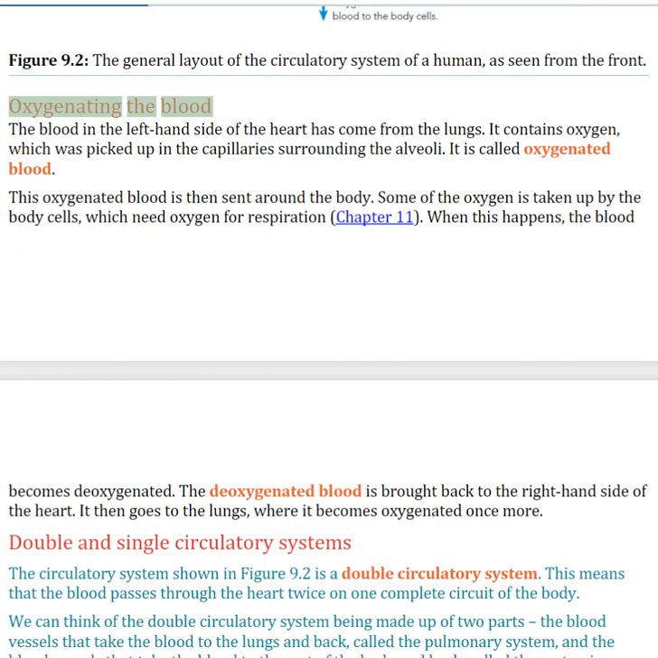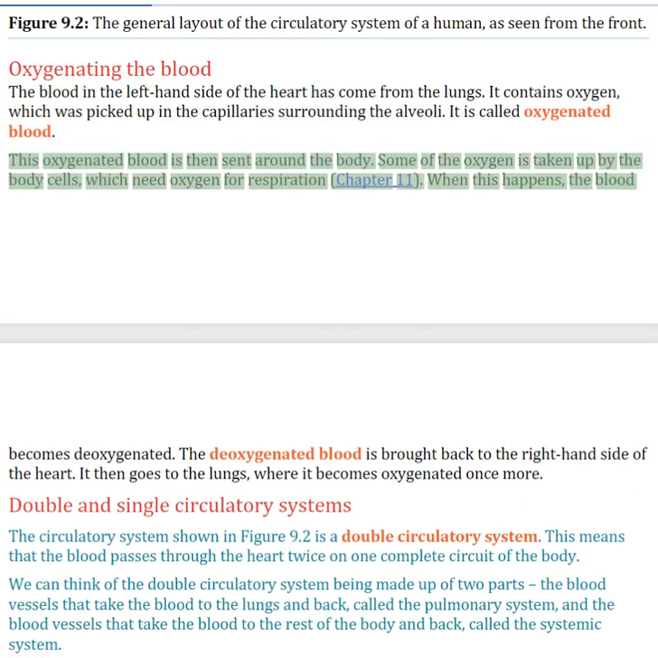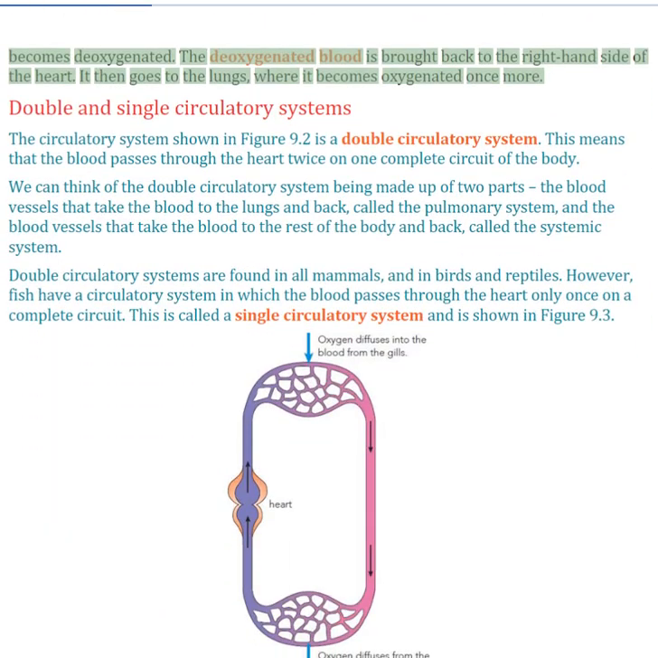Oxygenating the blood. The blood in the left-hand side of the heart has come from the lungs. It contains oxygen, which was picked up in the capillaries surrounding the alveoli. It is called oxygenated blood. This oxygenated blood is then sent around the body. Some of the oxygen is taken up by the body cells, which need oxygen for respiration. When this happens, the blood becomes deoxygenated. The deoxygenated blood is brought back to the right-hand side of the heart. It then goes to the lungs, where it becomes oxygenated once more.